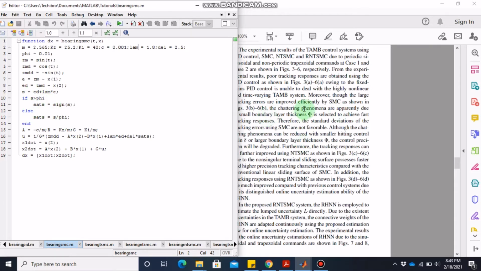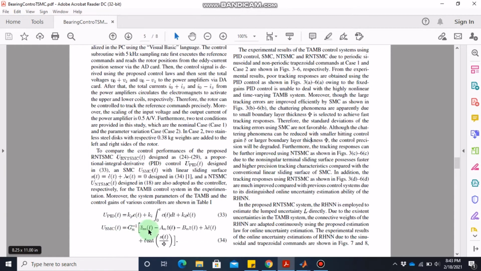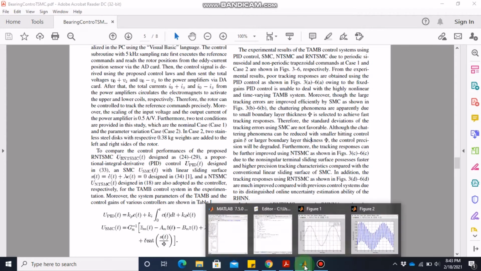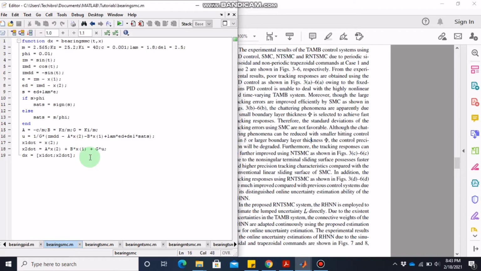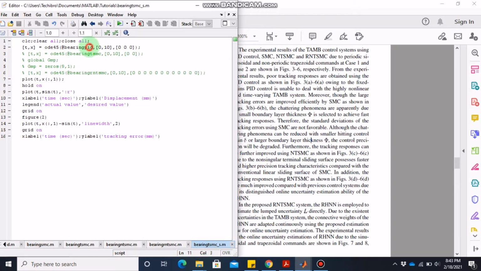This has been suggested by this paper itself, and again this model is the same as the one used in the PID controller, except for this control equation, that is the one given in the paper here. And then if we run this, let's suppose this is bearing SMC. So if we run this file, instead of this file, comment this and uncomment this. If we run bearing SMC, then we can see the results.